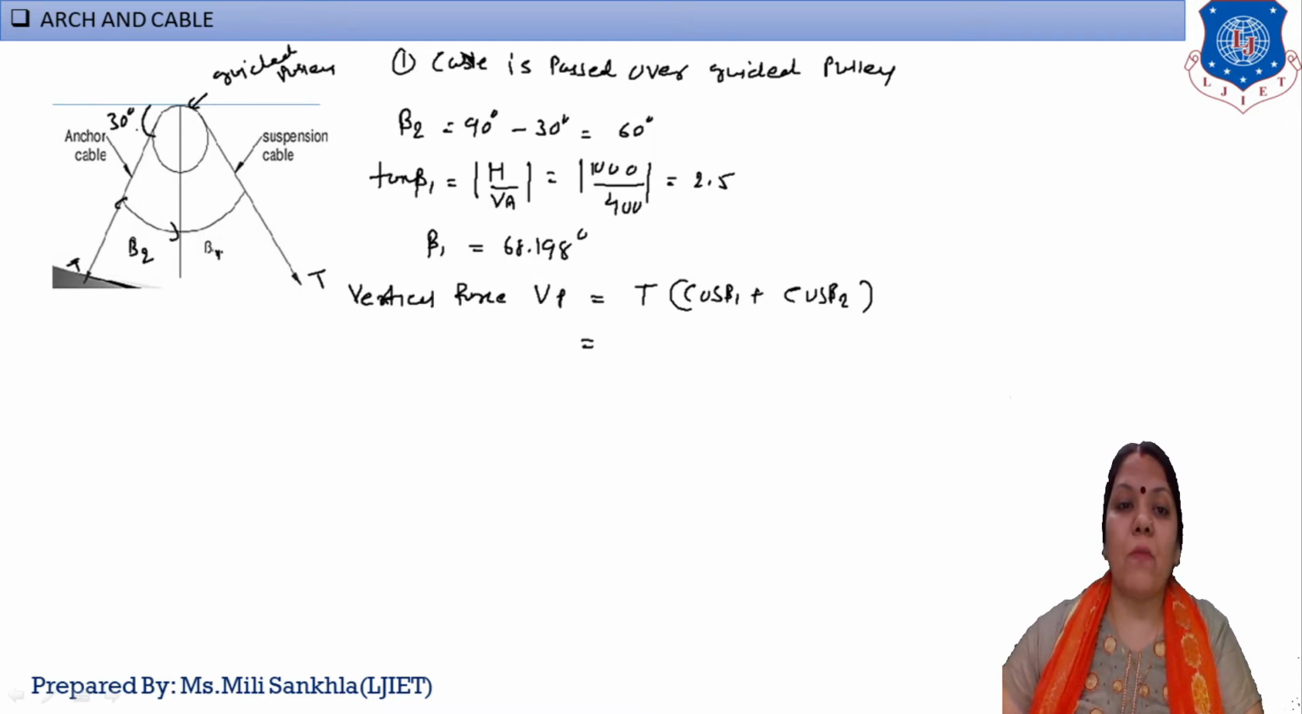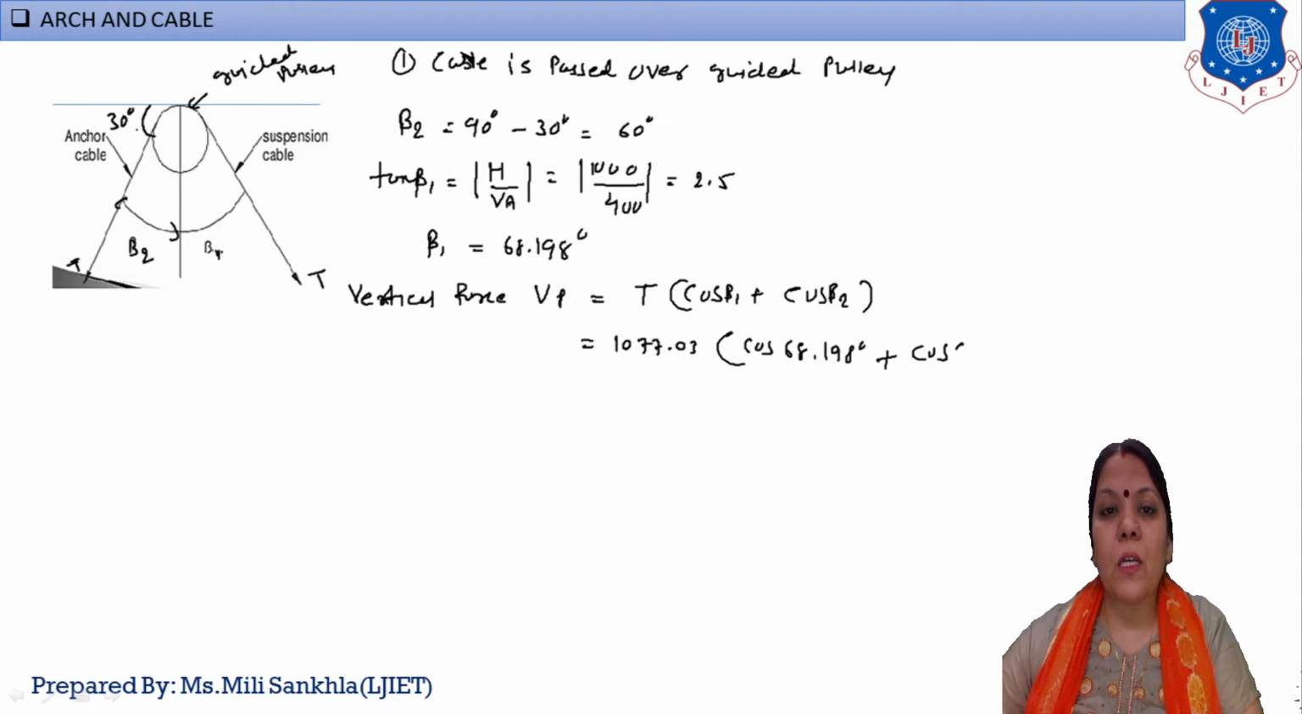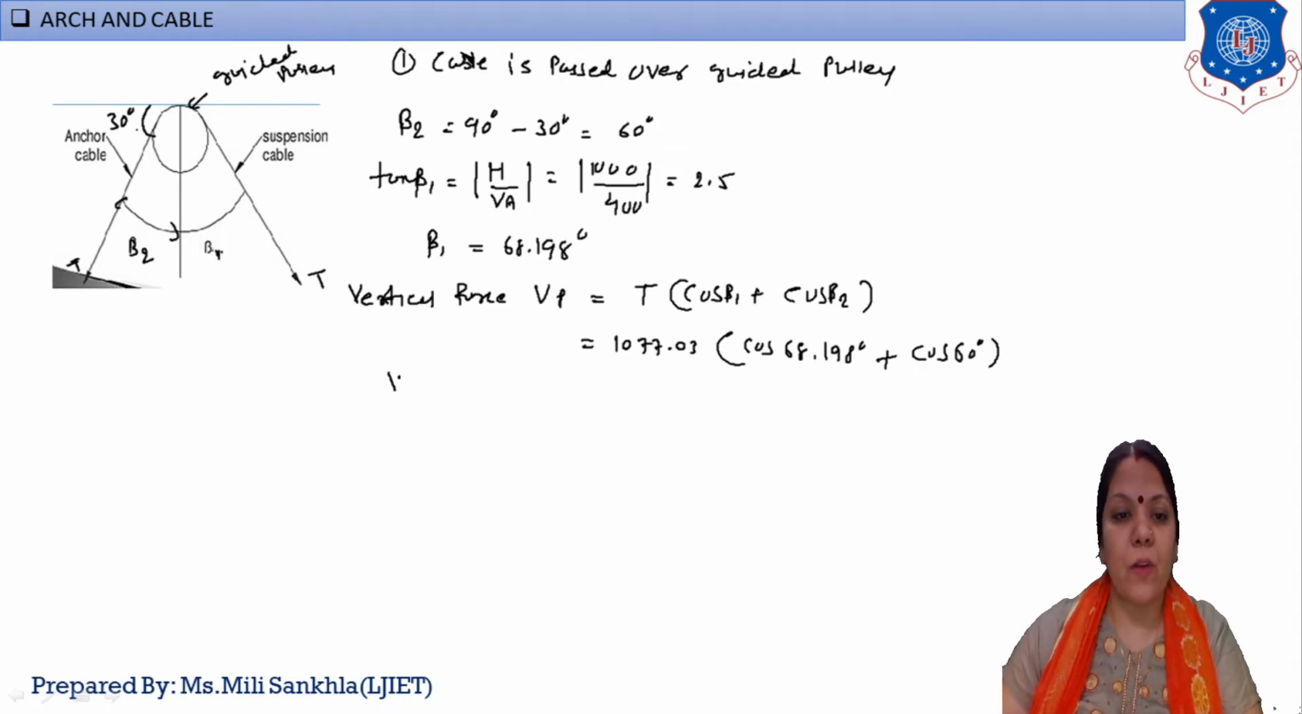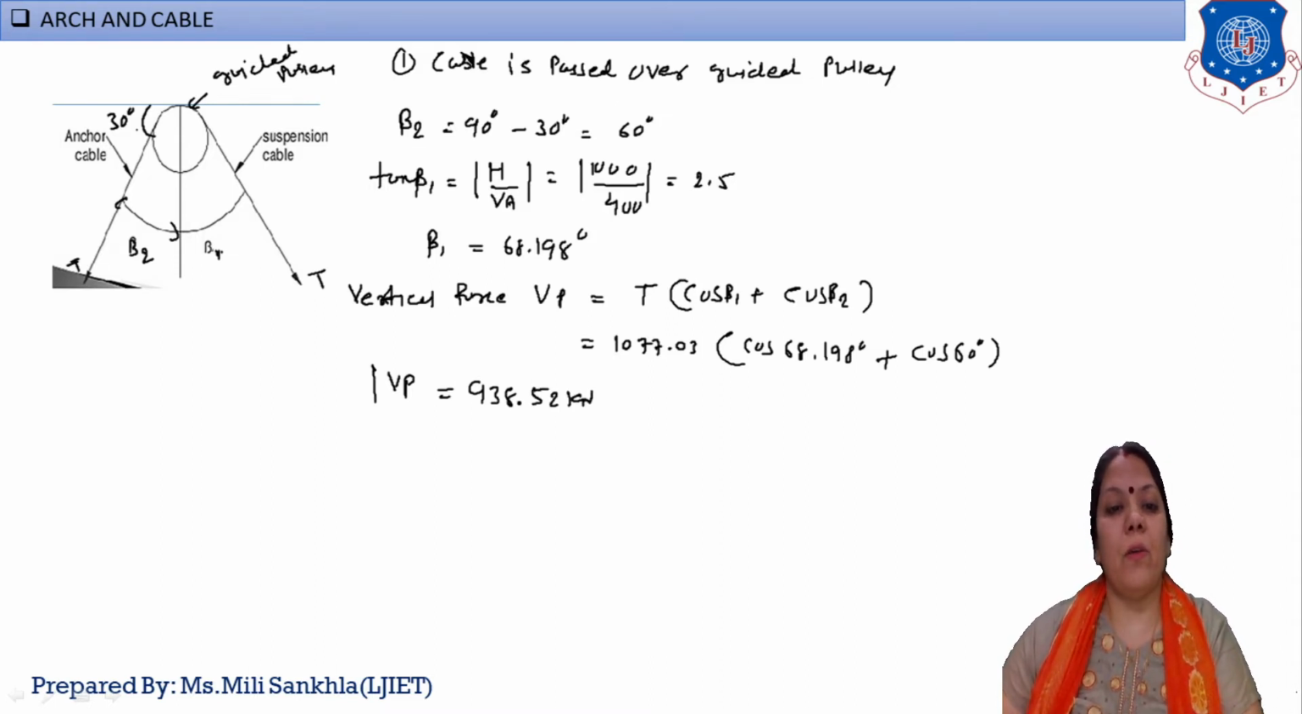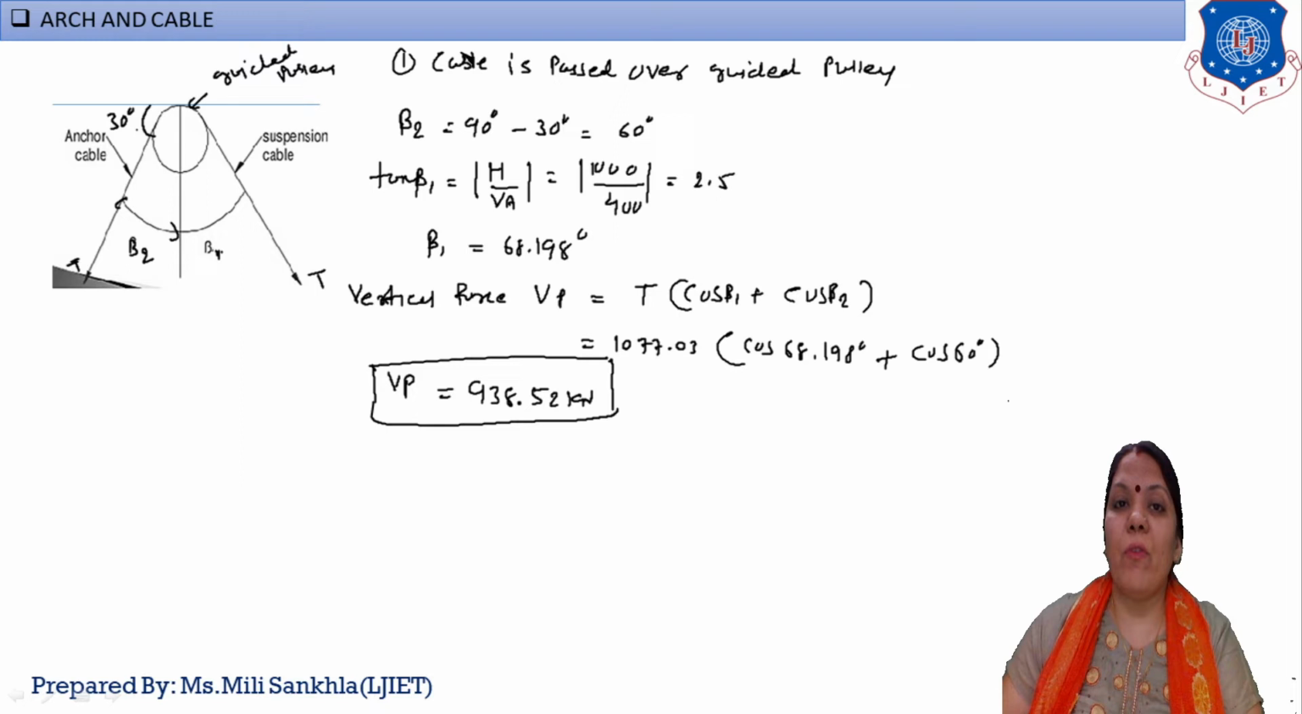Okay, now what is the value of this tension force? Tension force maximum 1077.03, and our cos beta 1 is equal to cos 68.198 degree, and for beta 2 we take cos 60 degree. Now after simplification we get vertical force is equal to 938.52 kilonewton. Clear? Here we find out our first vertical force when cable is mounted on guided pulley. Now we find out horizontal force.